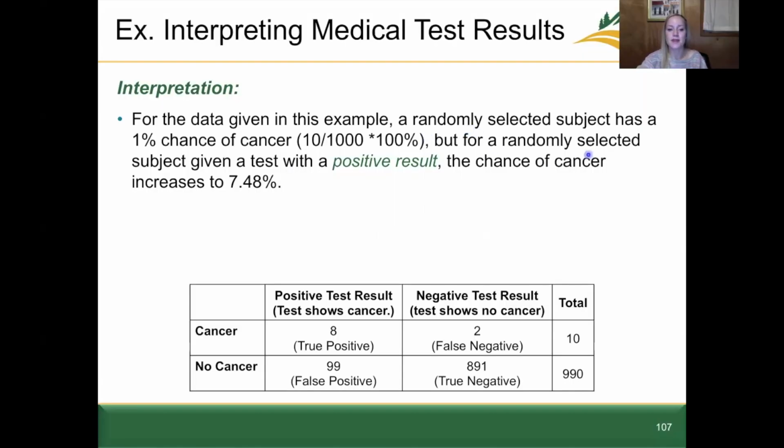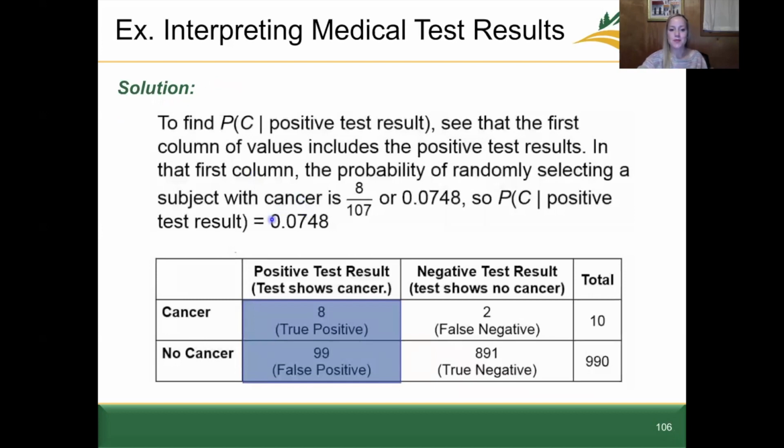But then for a randomly selected subject given a test with a positive result, so now we're in this column, the chance of cancer increases to 7.48%. That makes sense, right? So now we're narrowing it down to just people that have a positive test result, so that percentage increases to 7.48. How do we get 7.48? Well, this probability was 0.0748. To get this into a percentage, we multiply by 100, or we move the decimal point over 2 times to the right. So 1, 2, that's a percentage of 7.48.